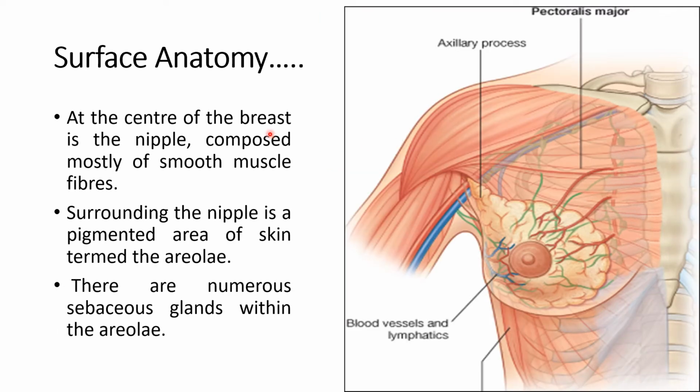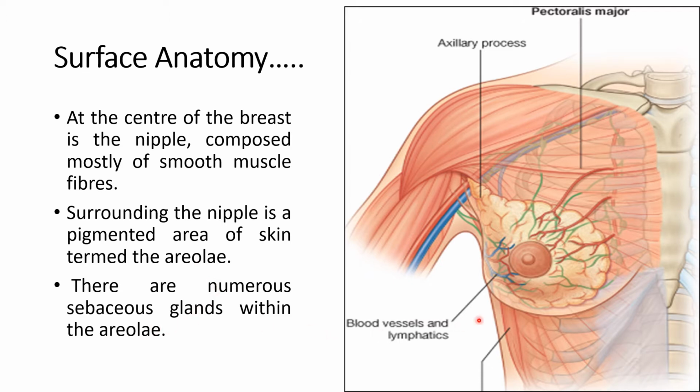At the center of the breast is the nipple. It is composed mostly of smooth muscle fibers. Surrounding the nipple, there is a pigmented area of skin termed the areola. There are numerous sebaceous glands within the areola.